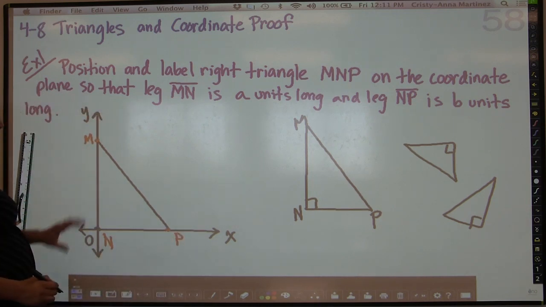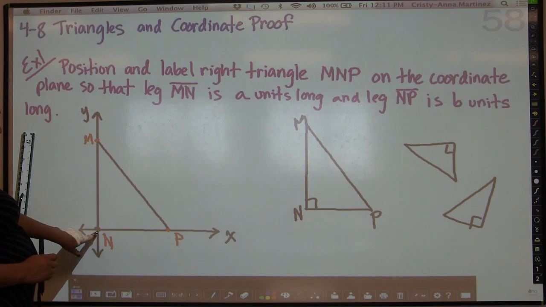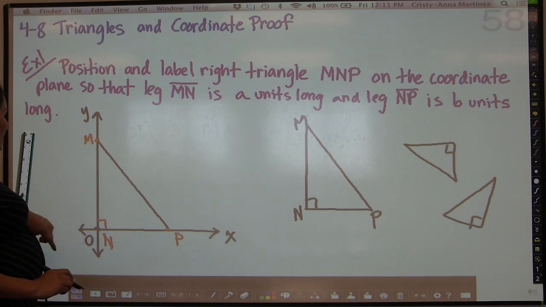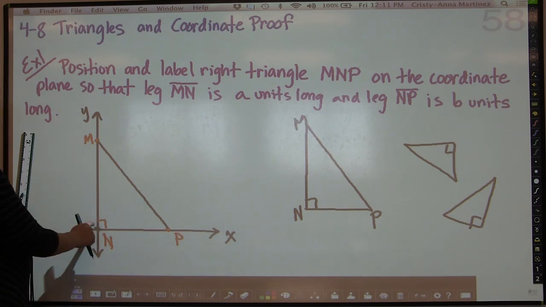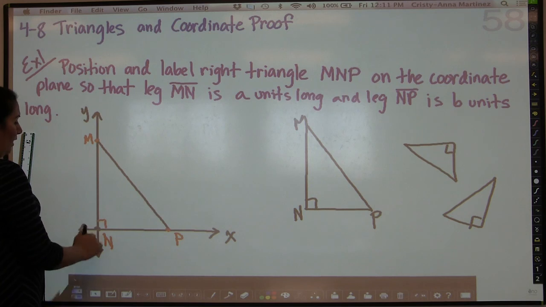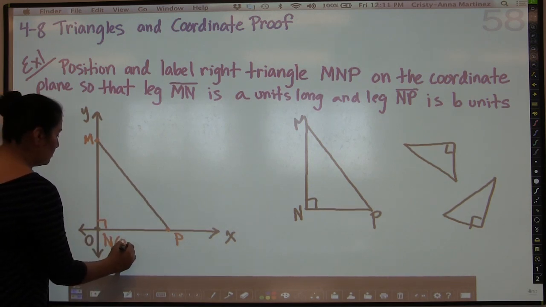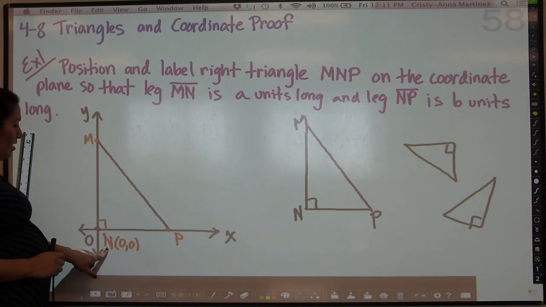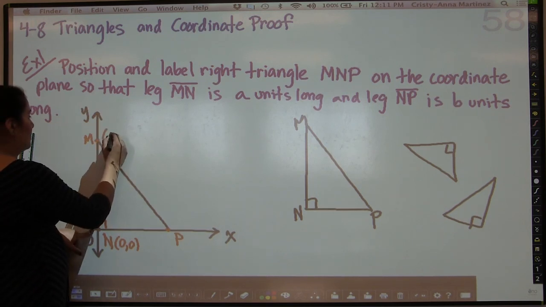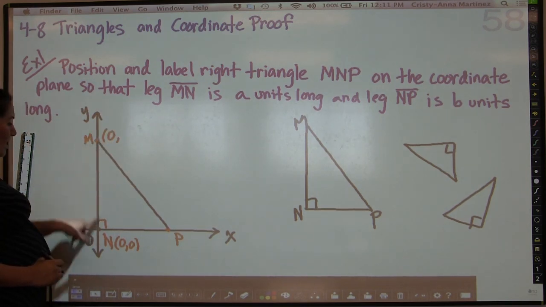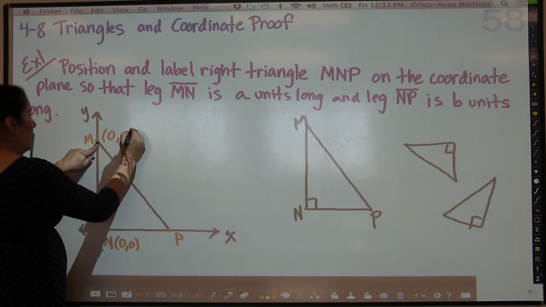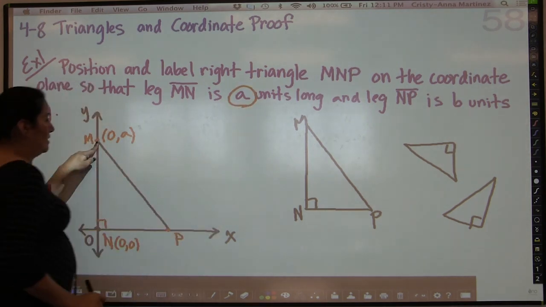Now it's convenient for me to position the vertex, the right angle over here at the origin, because now when it says that MN is A units long, it means that this distance here is A. So if I wanted, the coordinates of N currently are 0, 0. Remember, we are doing coordinate proof, so we want the coordinates of N to be 0, 0. And since this has to be A, the x-coordinate is definitely going to be 0, because you're on the y-axis, so the x-coordinate of this point is 0. But the y-coordinate is going to be A, because they told us they wanted it to be A units long.